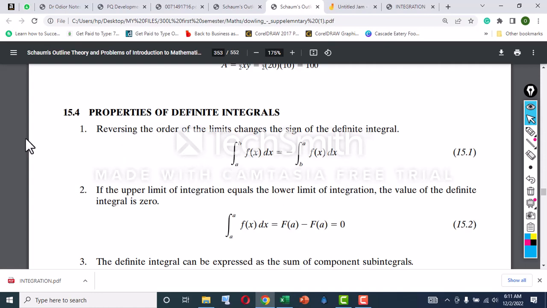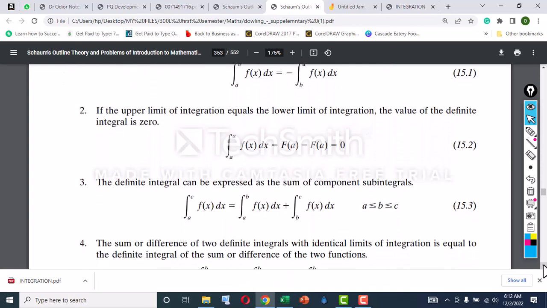Now the first property is that reversing the order of limits changes the sign of the definite integral. It simply means that whenever you have a definite integral for a function with the limits b and a, you can interchange b and a and make it a and b. But the only difference is that after you get your final answer, it will have a negative. So the a can come up, the b can come down, but the sign changes to negative. That's just the first property.